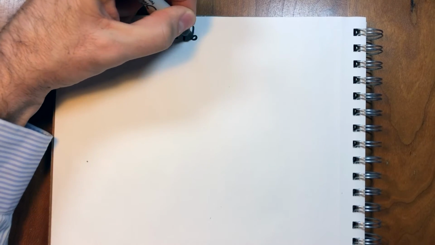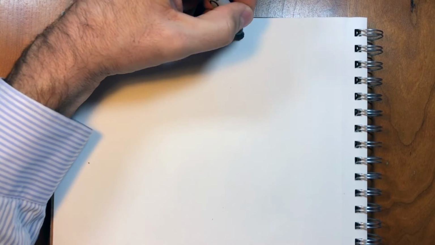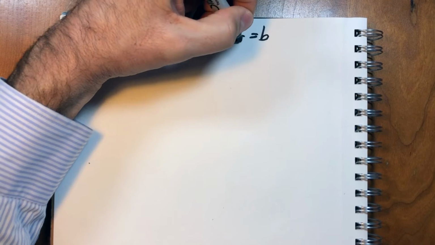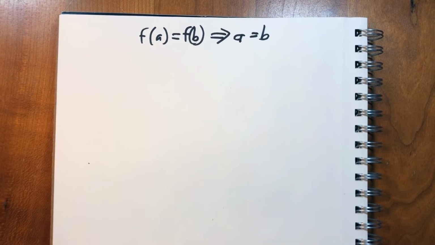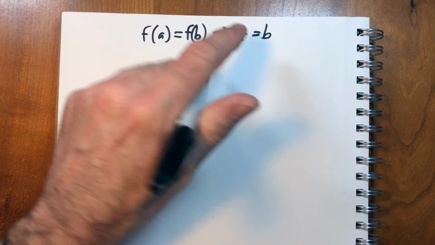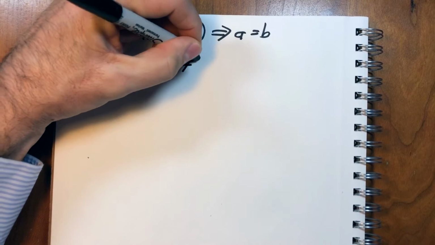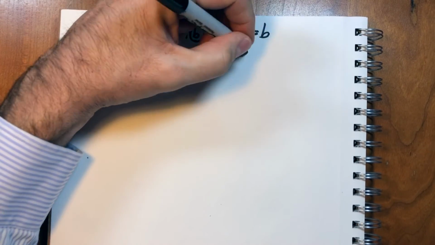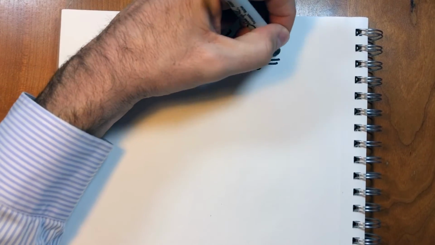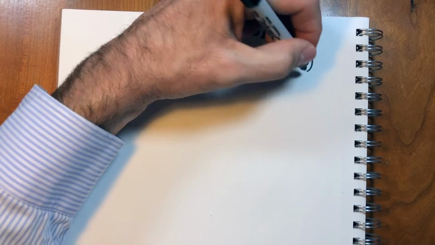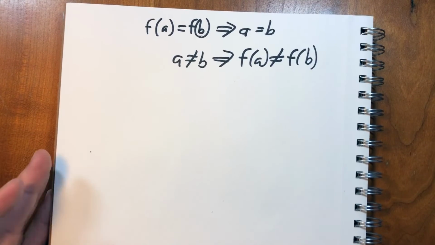To do so, we're going to use the contrapositive of the definition of injective. Injective means that if f of a equals f of b, that implies that a equals b, right? The contrapositive of that would be that if a does not equal b, that implies that f of a does not equal f of b. Okay, this is what we're going to use.